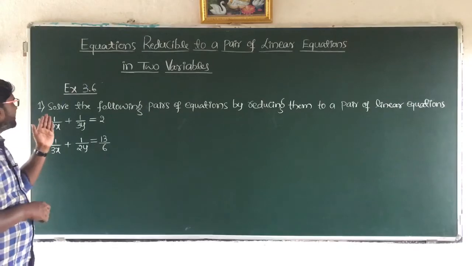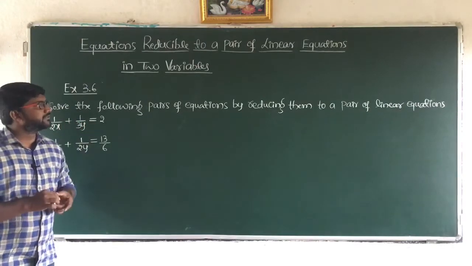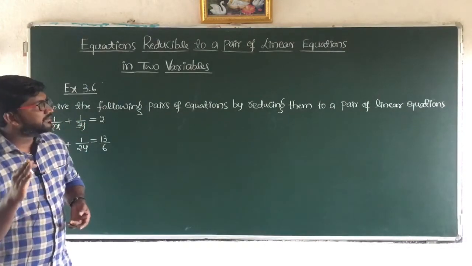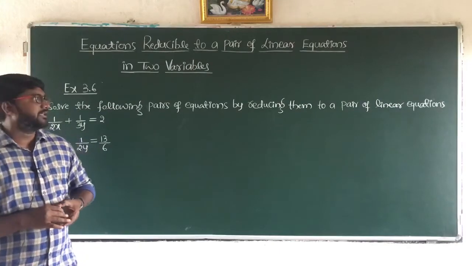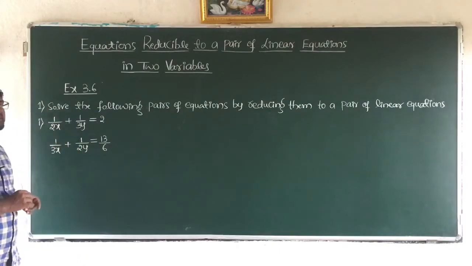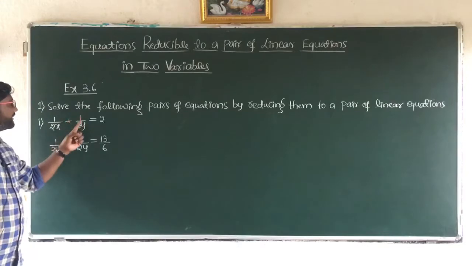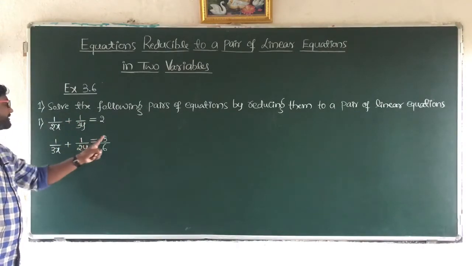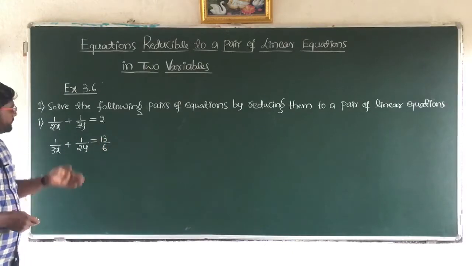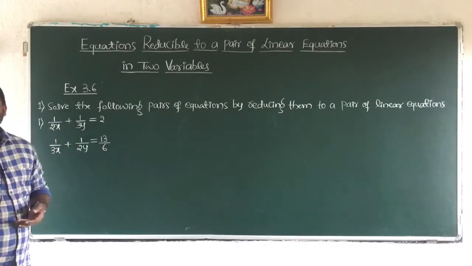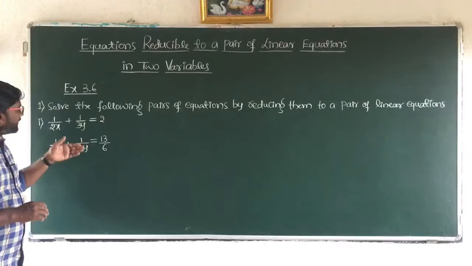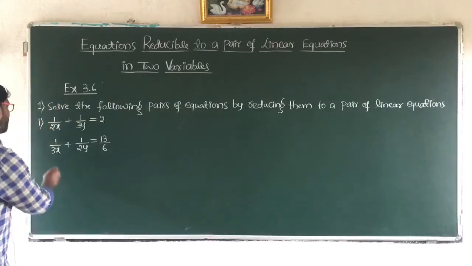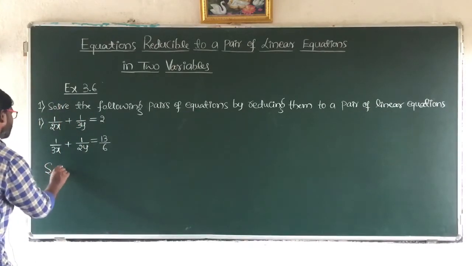The first main question is: solve the following pairs of equations by reducing them to a pair of linear equations. The first question is 1 by 2x plus 1 by 3y equals 2, and 1 by 3x plus 1 by 2y equals 13 by 6. These two equations are not in the standard form. Now I convert them to the standard form. Let us go ahead with the solution.